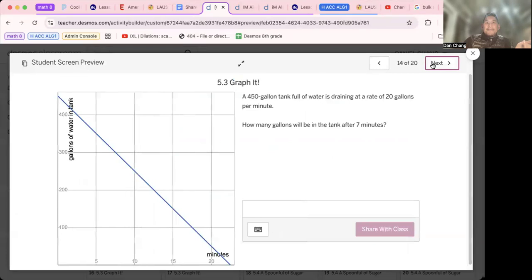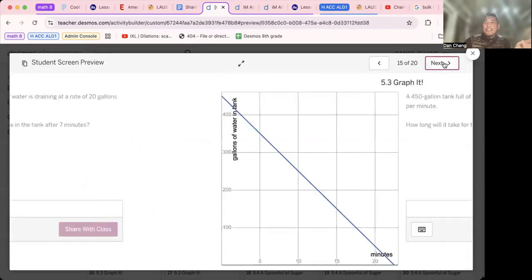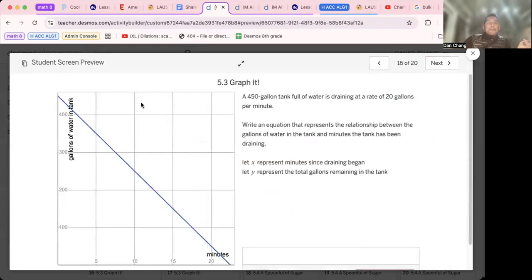Next one, your tank. If you get to slide number 16, again, let's just make sure there's no confusion. Y is the total amount of gallons remaining in the tank. That is equal to the 450 gallons you had in the tank minus 20 gallons of water coming out times the number of minutes. 450 minus 20x. You could have put minus 20x plus 450 equals y. These two equations are exactly the same.